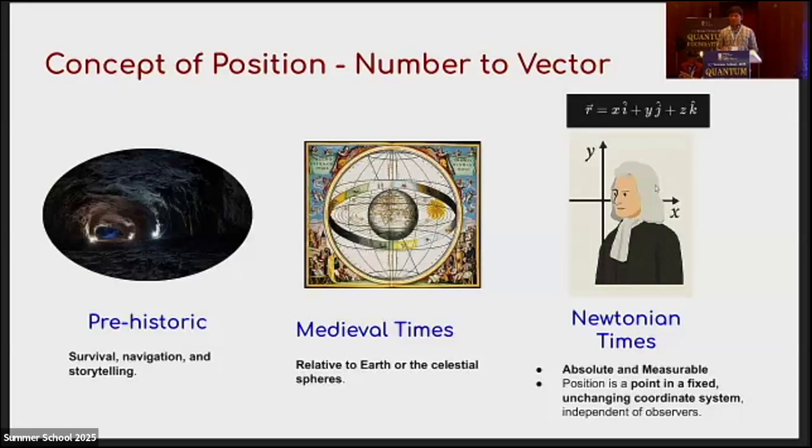So I will start with a very simple thing: the concept of position, and how it has evolved over time. In prehistoric times, people used to say, "I am near the cave, I am near the river." Nowadays we also say, "I am near the shopping mall, I am near the hospital." But what happened in medieval times?